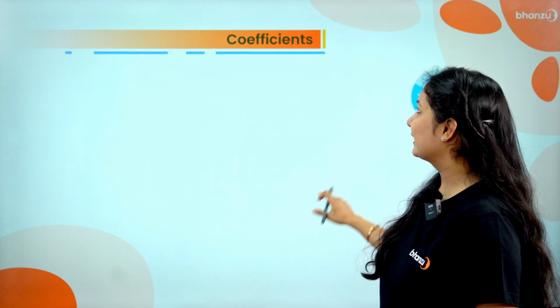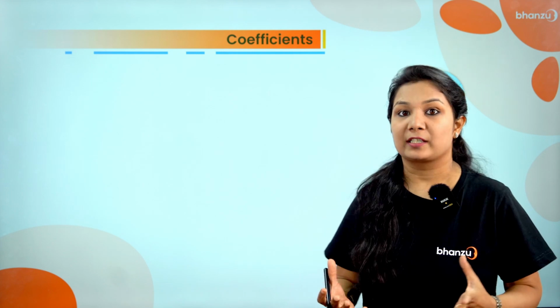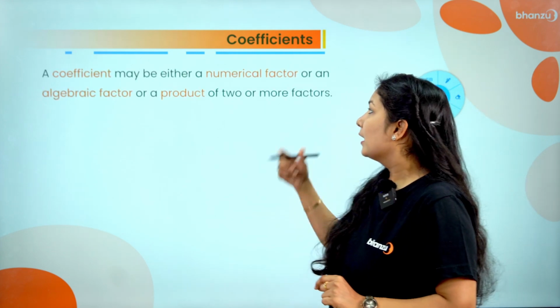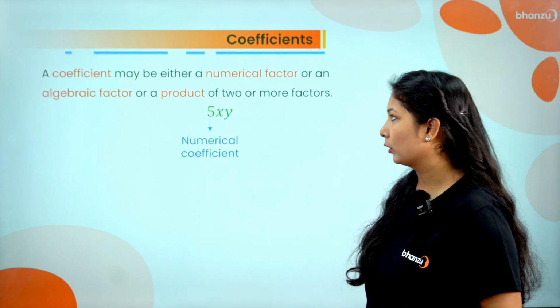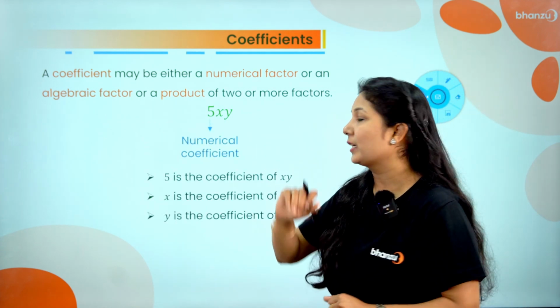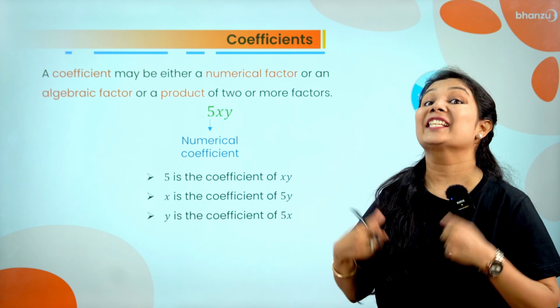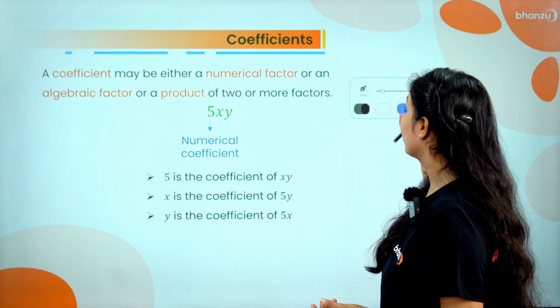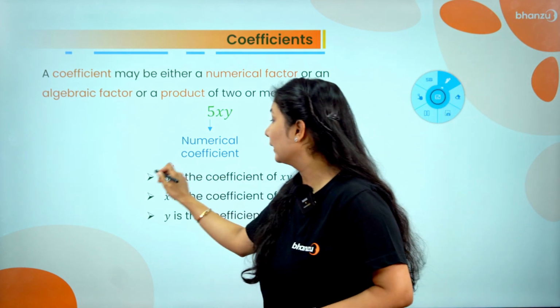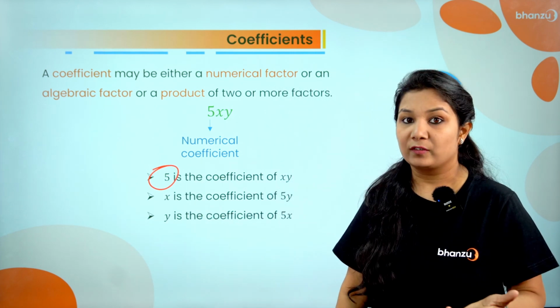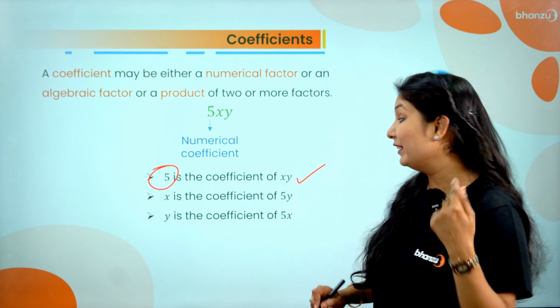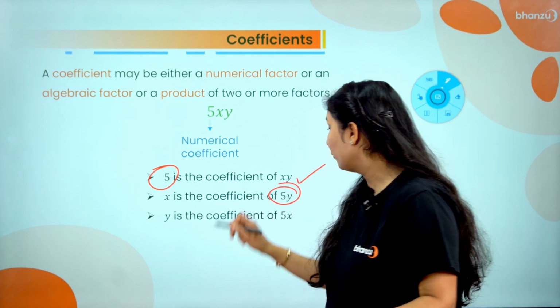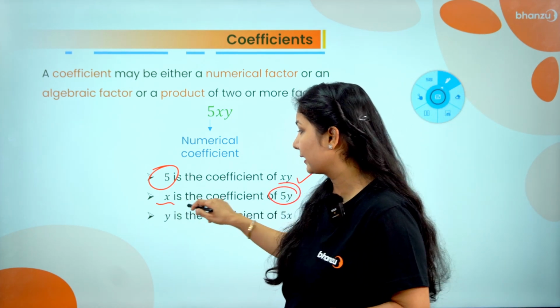So let's move ahead and see what coefficients are now. A coefficient can be a numerical factor and it can also be an algebraic factor. If you have an expression as 5xy, what's its numerical coefficient? It's 5. What is the numerical coefficient? It's 5. So 5 is the coefficient of xy over here, and if we ask what's the coefficient of 5y? It would be x.